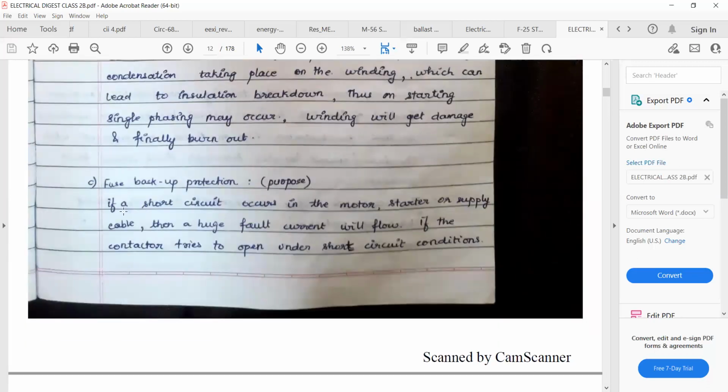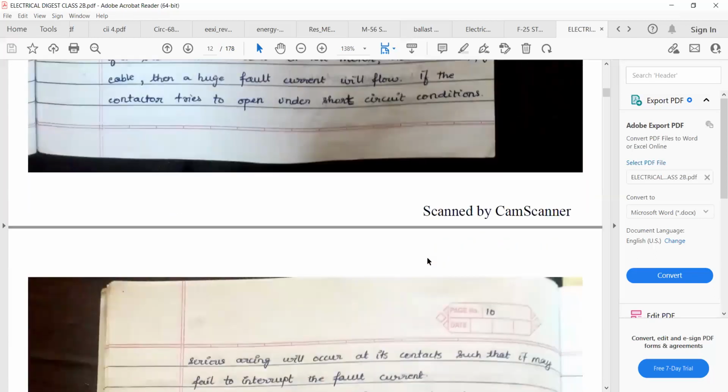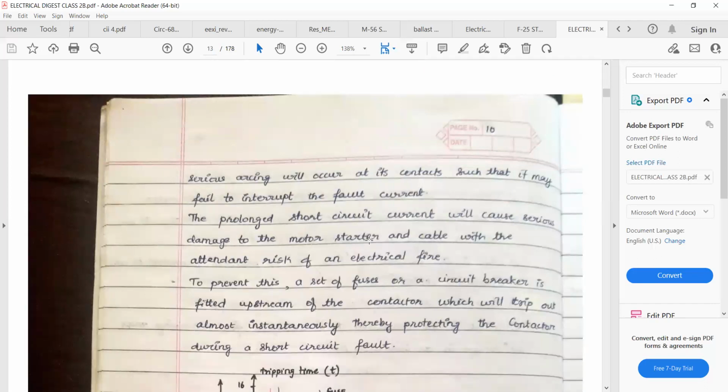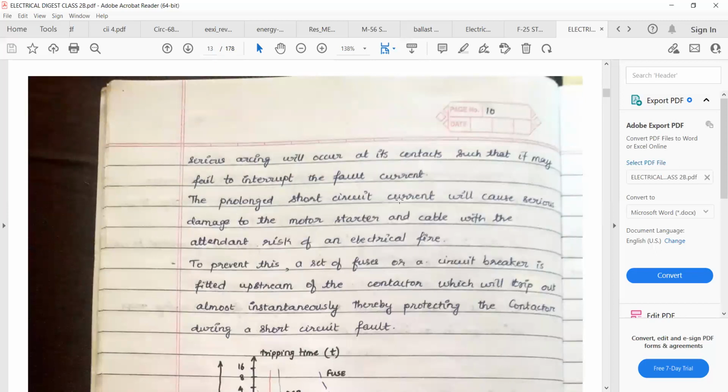Fuse backup protection: if a short circuit occurs in the motor, starter or supply cable, then a huge fault current will flow. If the contactor tries to open under short circuit conditions, serious arcing will occur at the contacts such that it may fail to interrupt the fault current. The prolonged short circuit current will cause serious damage to the motor, starter and cable, with the attendant risk of electrical fire.